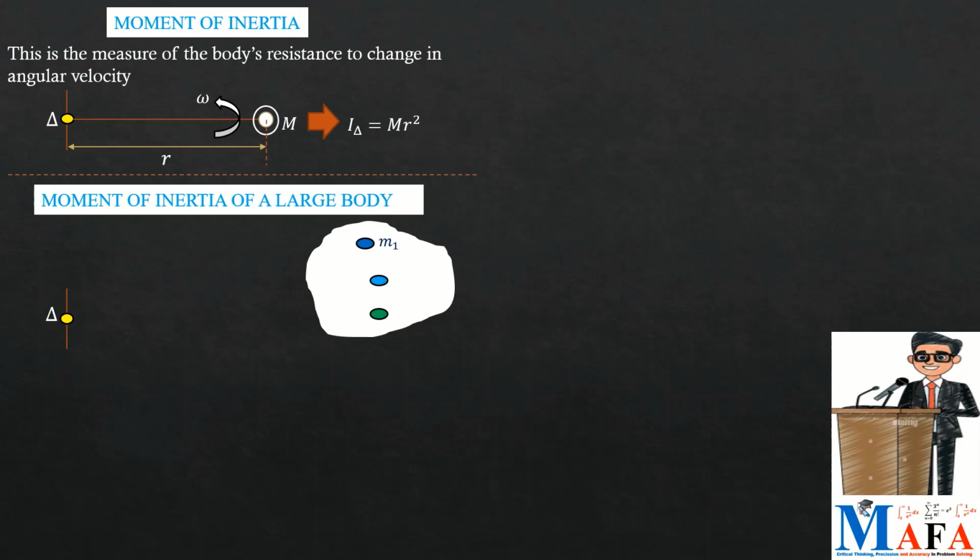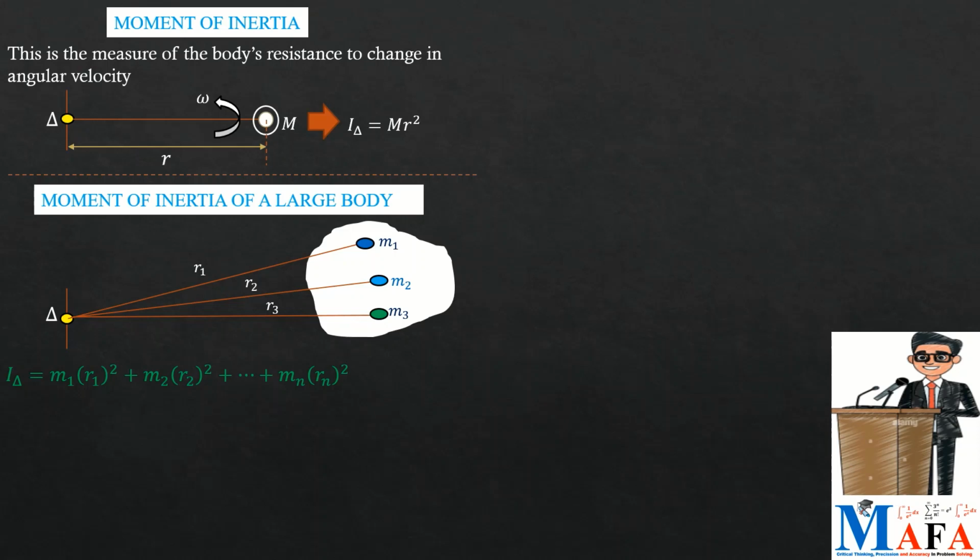The point masses have masses m1, m2 and m3. m1 is at a distance r1 from my axis delta, m2 is at a distance r2 from my axis delta, and m3 is at a distance r3 from my axis delta. Just assume that there are n masses, so you have m1 right up to mn, and the distances range from r1 right up to rn. The moment of inertia of this whole body about the axis delta is simply the sum of the moments of inertia of each mass about that axis.